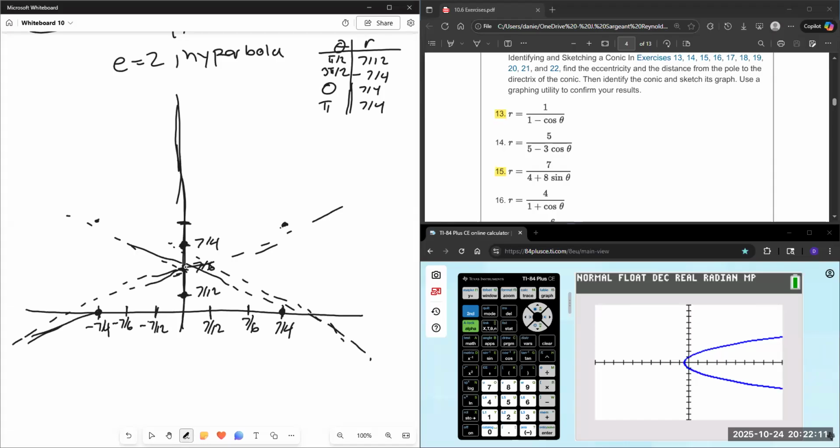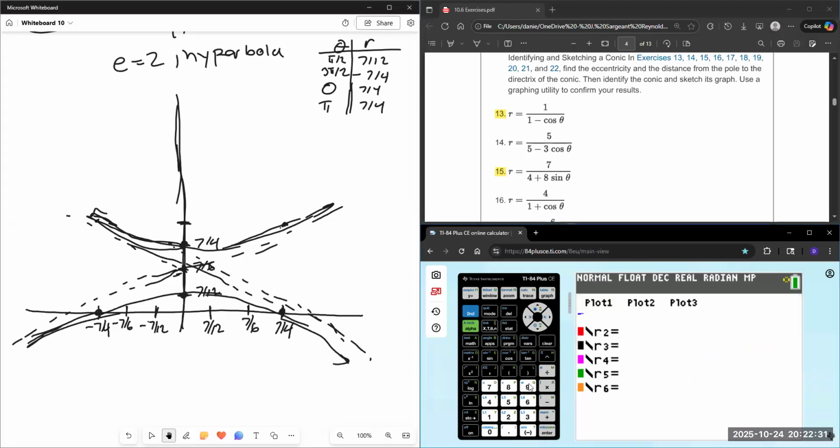We're going to get closer to the asymptotes as we go out to the ends here. And the calculator is going to do a way better job at drawing a hyperbola than I do. So let me go ahead and let the calculator draw this for you.